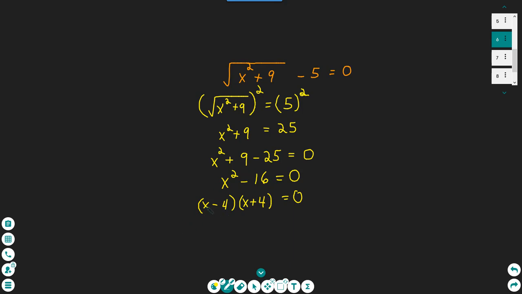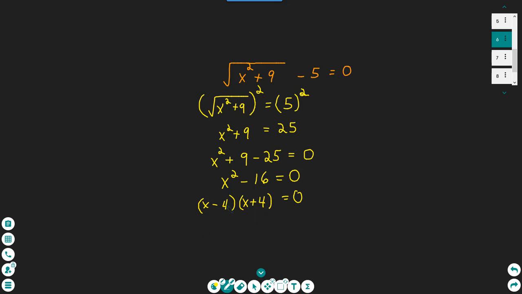And if you don't believe me, we can go back and check this in our heads. X times x is x squared. Minus 4 times a positive 4 is a negative 16. Negative 4x and a positive 4x would cancel out and give 0. So yes, we end up with x squared minus 16 if we were to remultiply this.